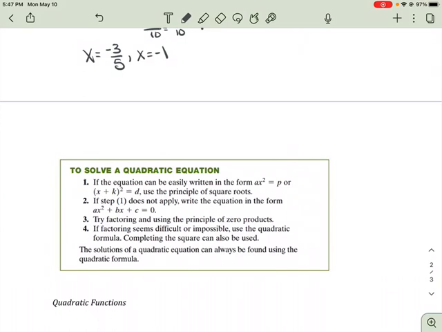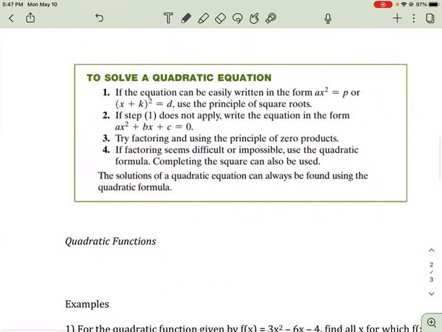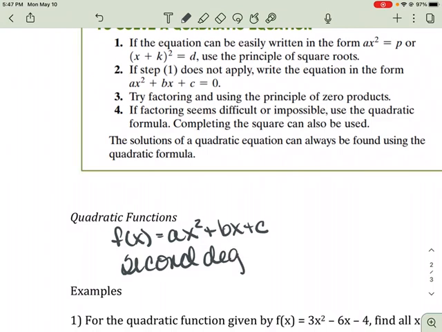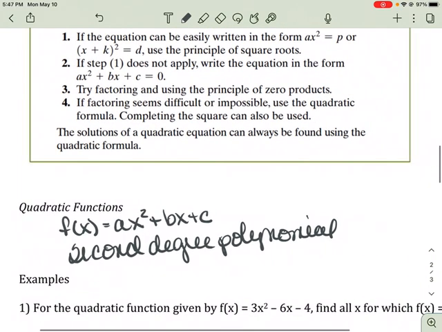All right, so let's define what it means to be a quadratic function. If we write our equation as f of x, this is what we would refer to as a second degree polynomial, or quadratic. Once we put the f of x there, we call it a second degree function.